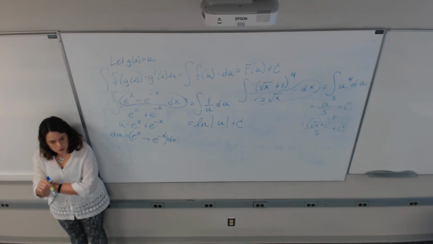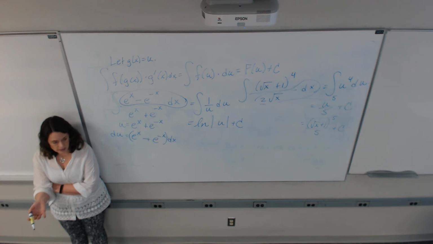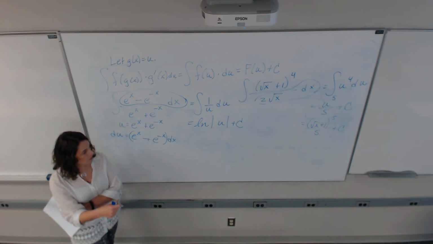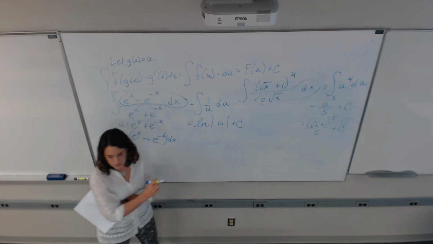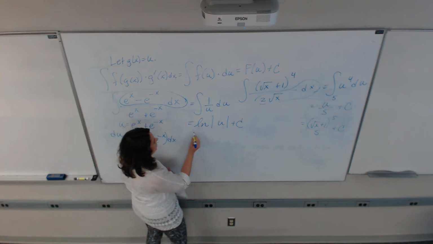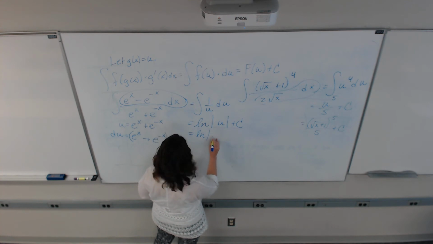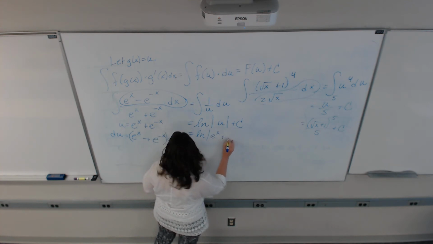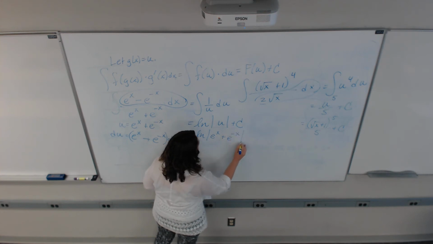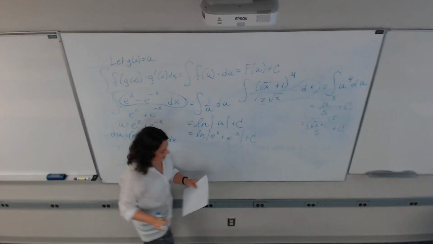The only time you can drop them is if the argument is for sure positive, like x squared plus 5. There's no way to make that negative. Then you could drop them. Otherwise, these absolute values have to be there. Then go back to what the original u was, which is the natural log of the absolute value of, where did it go? e to the x plus e to the minus x plus c.